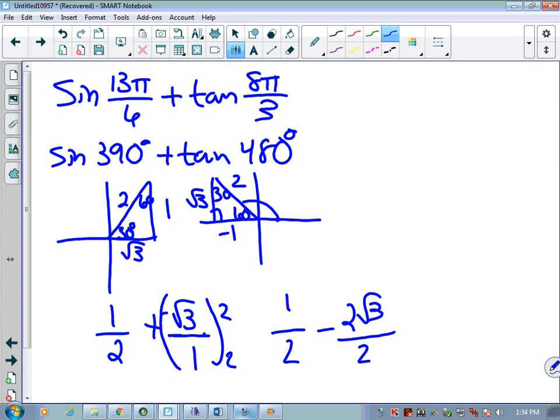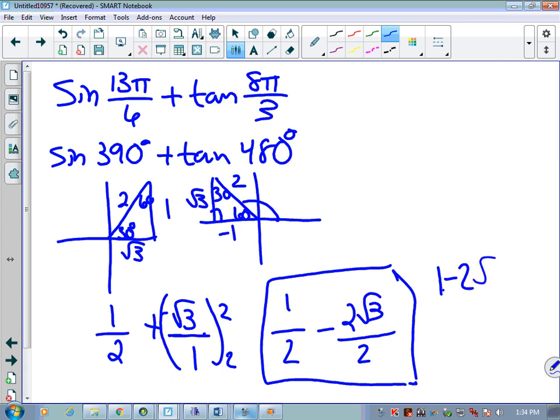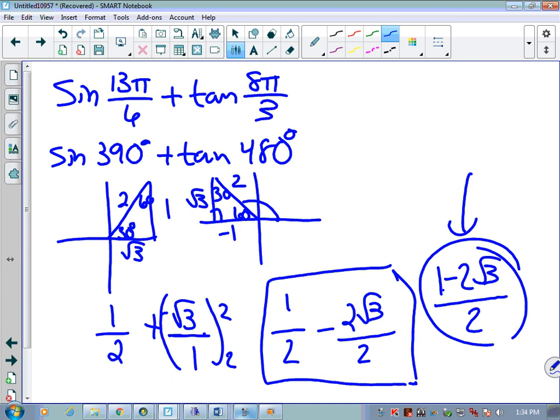That's literally it. This is it right here. You could write that as 1 minus 2 radical 3 all over 2 if you wanted, right there. Let's do this one so you understand. That's what we're looking at. Okay? All right. So we've got that. Let's see, that was 16.